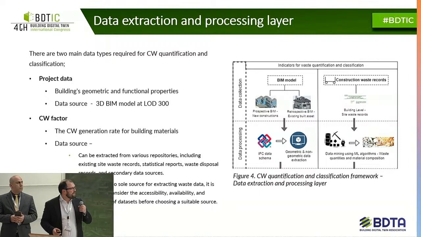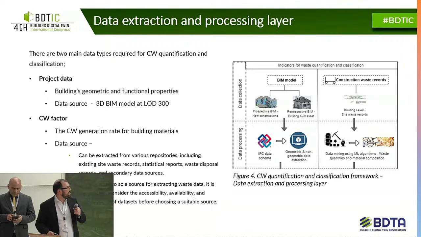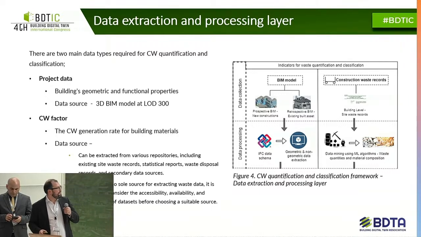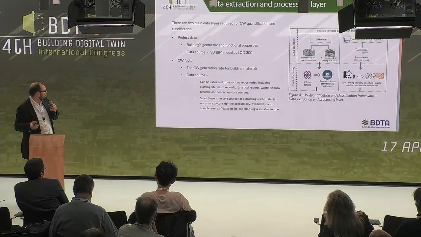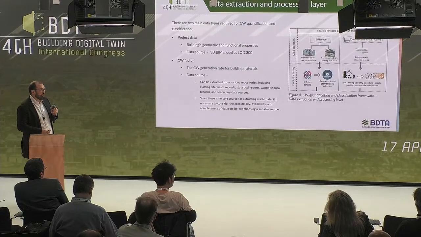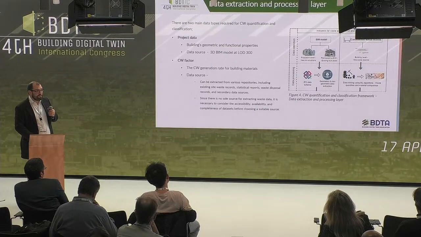Okay. In the first layer, we have the identification and collection of data that comes from the building's geometric and functional properties. The data source can come from a 360 or 3D scanning, or from the project. If we are starting the project in BIM directly, it needs to be at a level of detail 200 or 300. Okay, and then we have the construction waste factor. For the construction waste factor, we need to go to repositories and different sources in order to get information that is reliable, which is not easy.